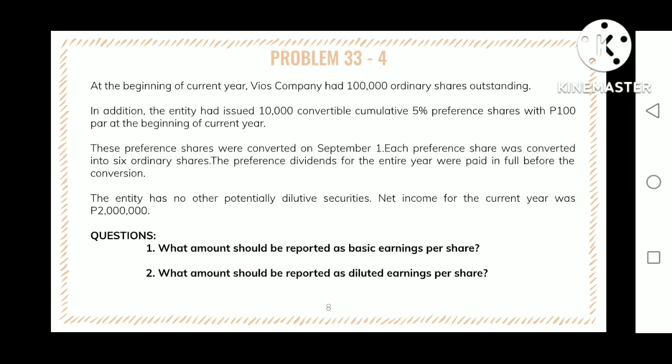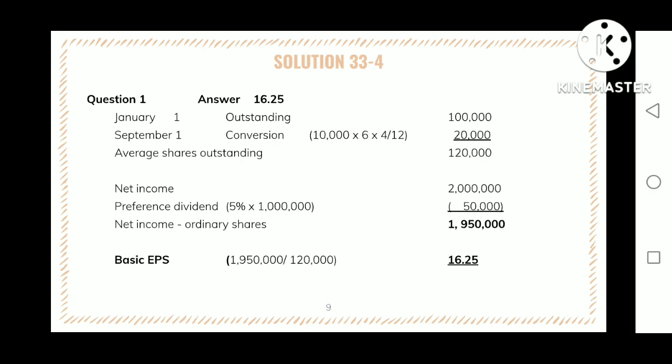In problem number 4, we need to find out the amount to be reported as basic earnings per share and the amount to be reported as diluted earnings per share. Again, the formula for computing the basic earnings per share is net income less preference dividend over the total average shares outstanding. At the beginning of the current year, the company had 100,000 ordinary shares outstanding. Then on September 1, the 10,000 convertible preference shares were converted into ordinary shares, and each preference share was converted into 6 ordinary shares. So 10,000 times 6 times 4 over 12 is equal to 20,000. The average shares outstanding is 120,000.